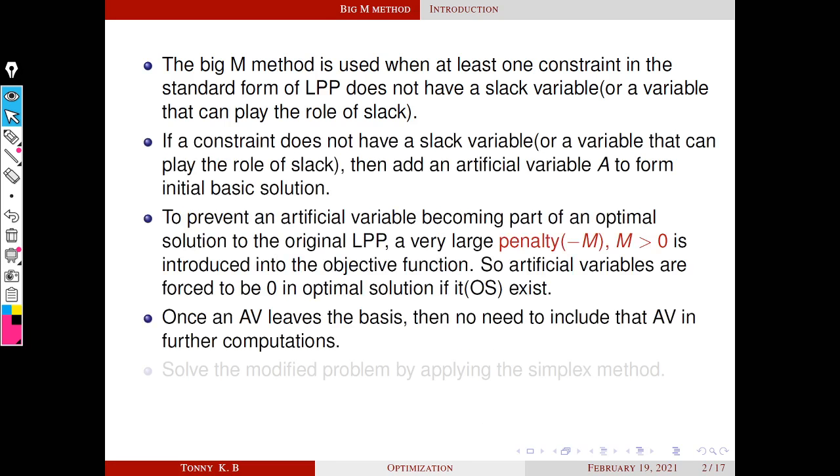Okay. The Big M method is used if the constraint contains at least one slack variable and not a surplus variable. If a constraint does not have a slack variable, then we add an artificial variable to the initial basic variable, and we assign the cost of that artificial variable as minus M, where M is a very huge positive quantity.